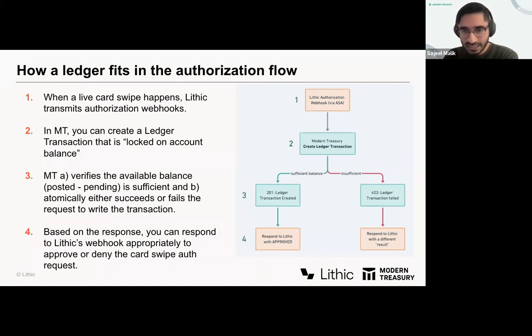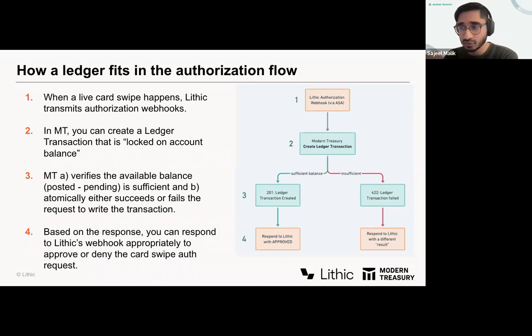Now, if you look at the end of step three, let's say the transaction did go through. Ali had $15 in her account and the ledger transaction was created. Our fourth and final step is to respond to that webhook that was initially transmitted at the start of this process and approve that request by sending a 200 back to the original webhook with a result of approved.